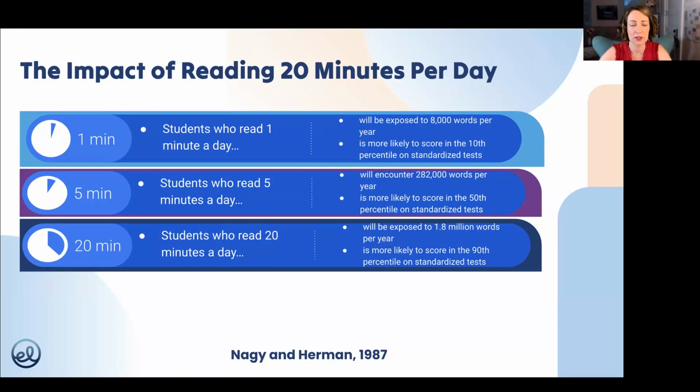The research tells us if a student reads 20 minutes a day, and let me define reading because it's real reading, not fake reading. Real reading is I have my eyes on a text, I'm reading independently, I'm paying attention, and I'm understanding what I'm reading. Okay, that kind of reading. If a student is reading 20 minutes a day, then they will be exposed to 1.8 million words a year, and they're likely to score in the 90th percentile on standardized tests. For 5 minutes, they're in the 50th percentile. 1 minute, they're in the 10th percentile.